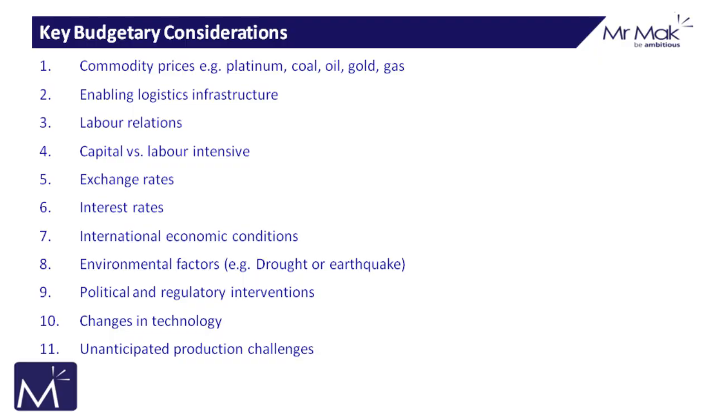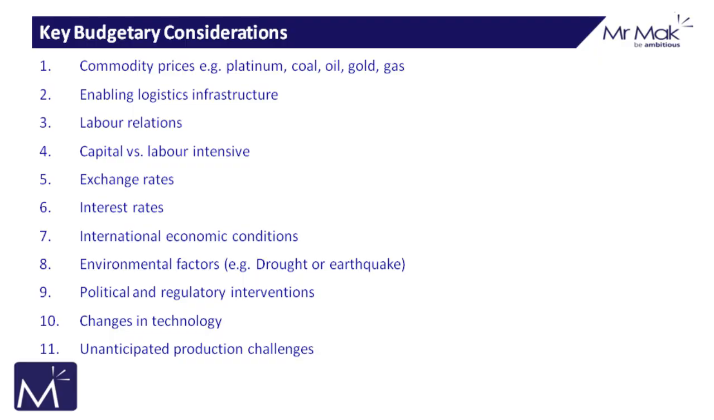Key budgetary considerations in the mining sector. First one, obviously the commodity prices. So what's been happening to the platinum price, the coal price, the oil price, the gold, the gas, whatever commodity is being mined by that particular operation. What's happened to them and what impact are those likely to have on the budgets?